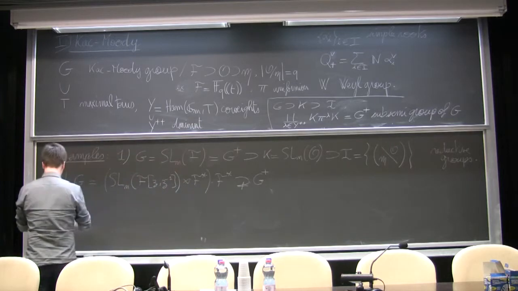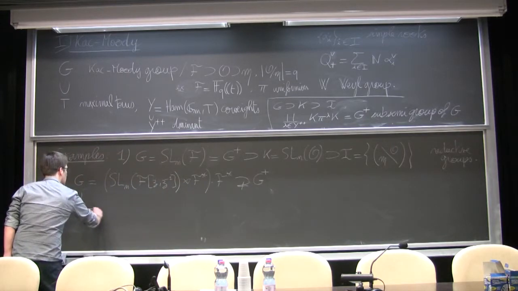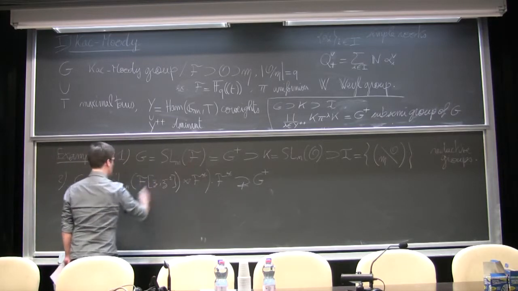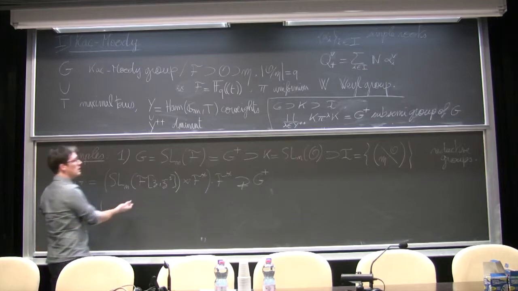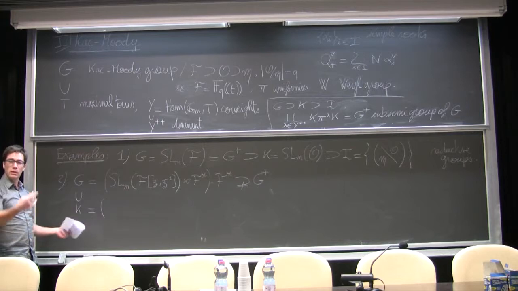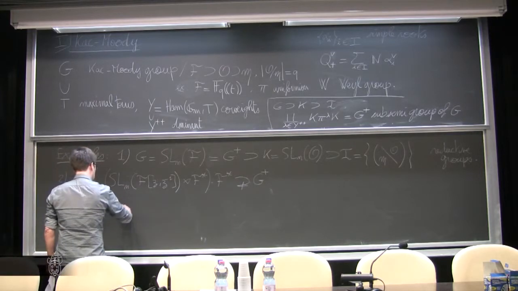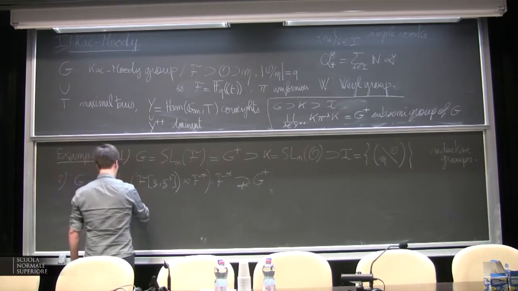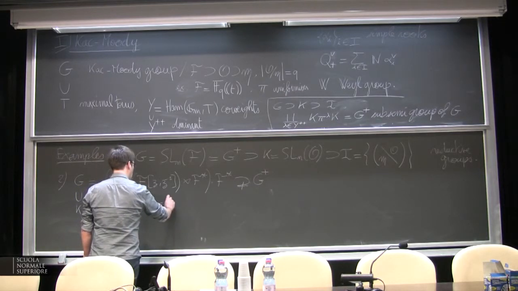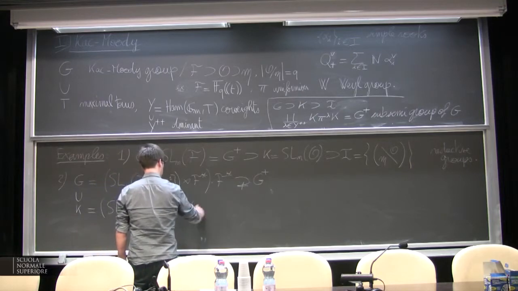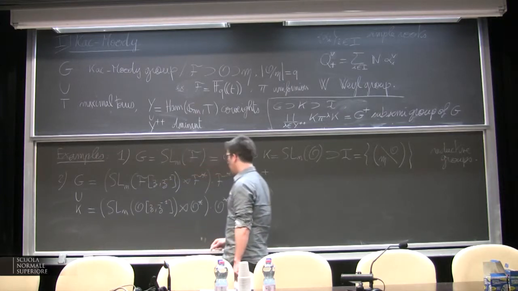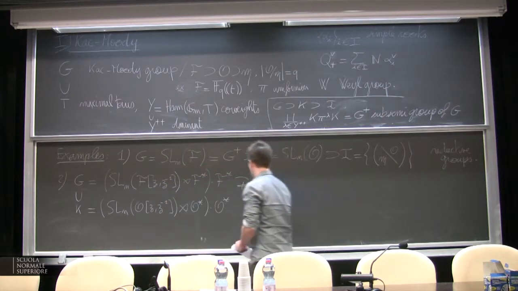And so, okay, what is K? If you think on an analogy to this, I give this example because you can write explicitly what K is, and so you can keep that in mind for the rest of the talk. So what is S? This is SLN. So K, you just replace F by O. So this is K.